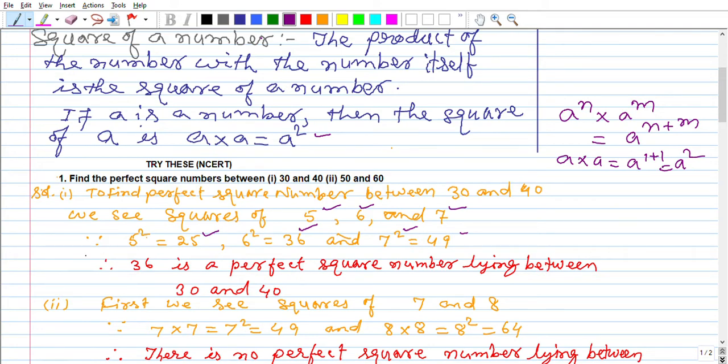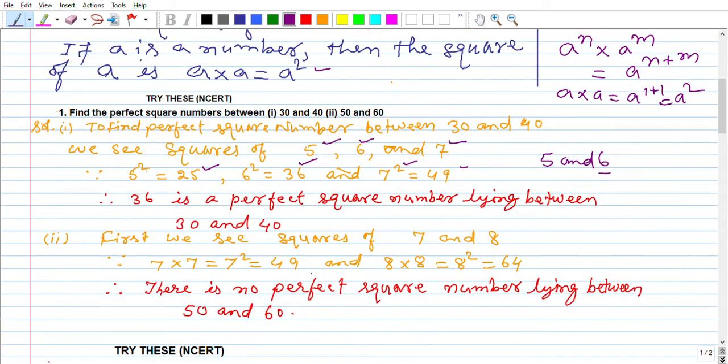Why have we written this? Because a natural number between 5 and 6 does not exist. So that's why we can say 36 is a perfect square number lying between 30 and 40. Very easy. Second, the question given is: is there any perfect square number between 50 and 60? So we will go forward.